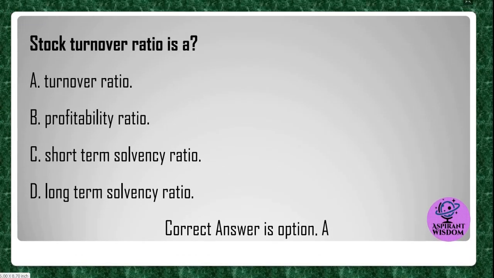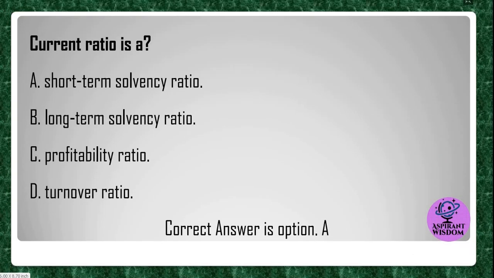Stock turnover ratio is: A. Turnover ratio, B. Profitability ratio, C. Short-term solvency ratio, D. Long-term solvency ratio. Correct answer is option A.